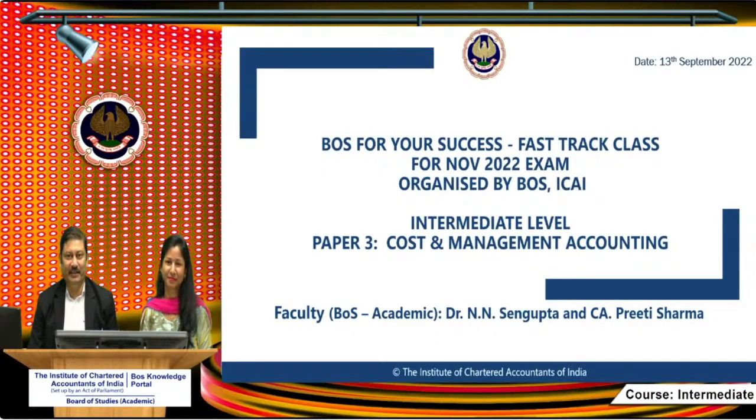Today, we will be taking the second session in continuation of the last session we took on Friday. There was a gap on Monday, that is yesterday. And now, once again, myself, Dr. N. Sen Gupta, and my colleague, CA Preeti Sharma, are here with you to continue the session.